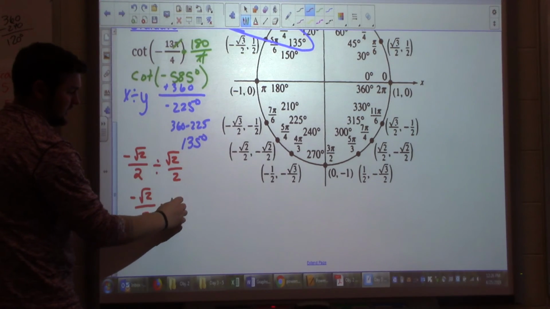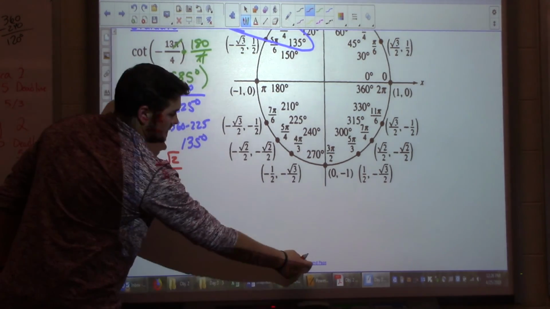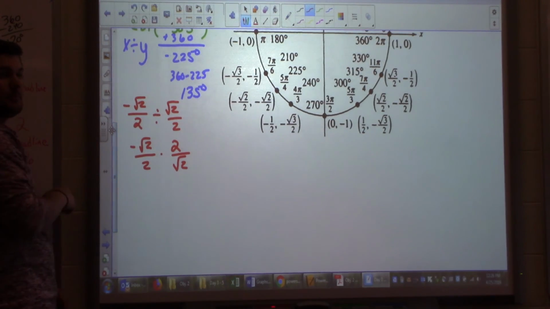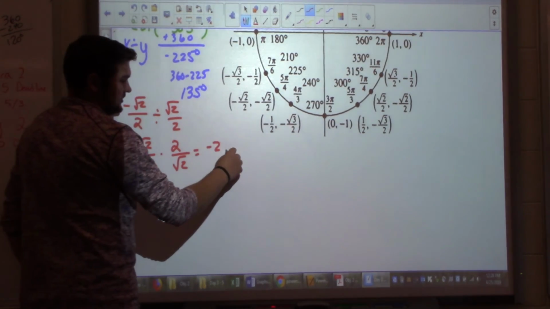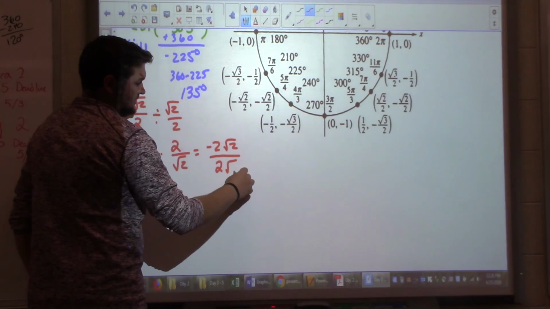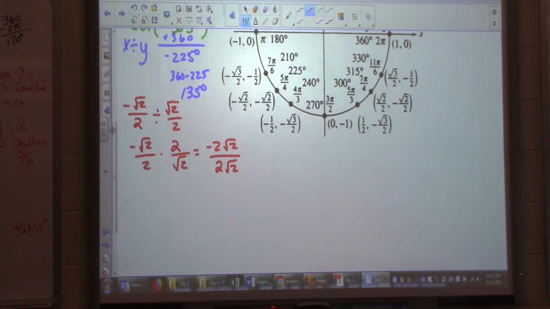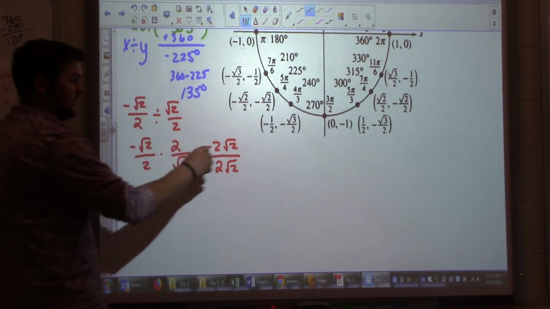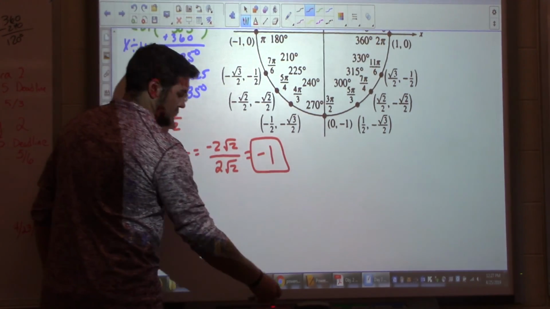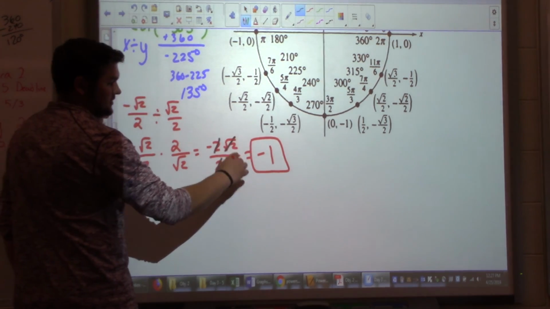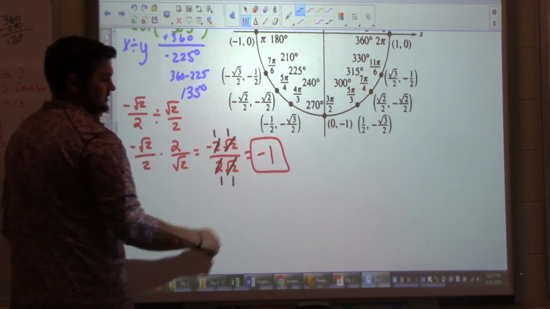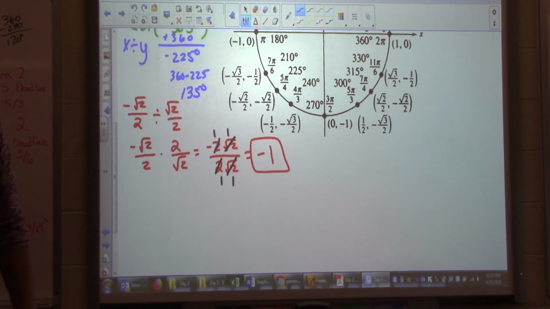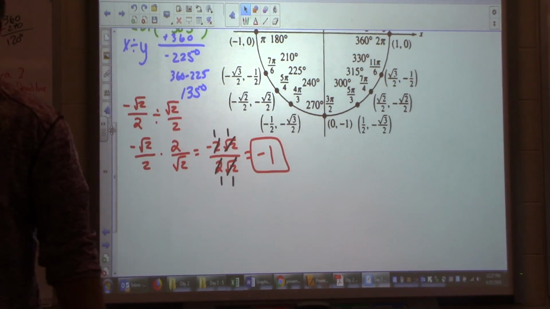Alright, so keep, change, flip. Negative square root of 2 over 2 times 2 over square root of 2. Keep, change, flip, multiply by the reciprocal. We get negative 2 square roots of 2 over 2 square roots of 2. It's not 1, but it's negative 1, same thing. The 2's cancel, the square root of 2's cancel. I'm left with a bunch of 1s. So negative 1 is my answer. All right? Does that make sense? Question?